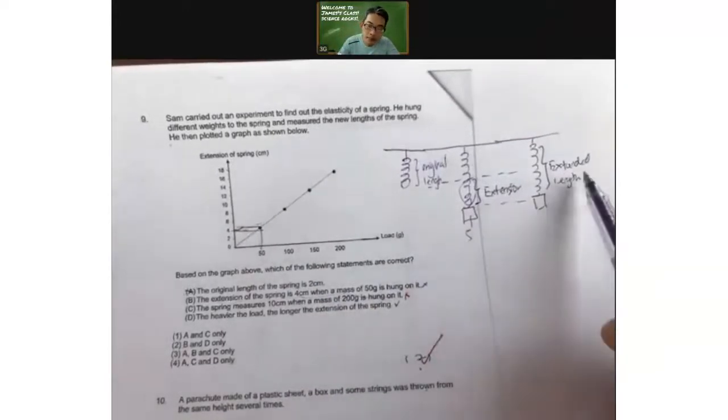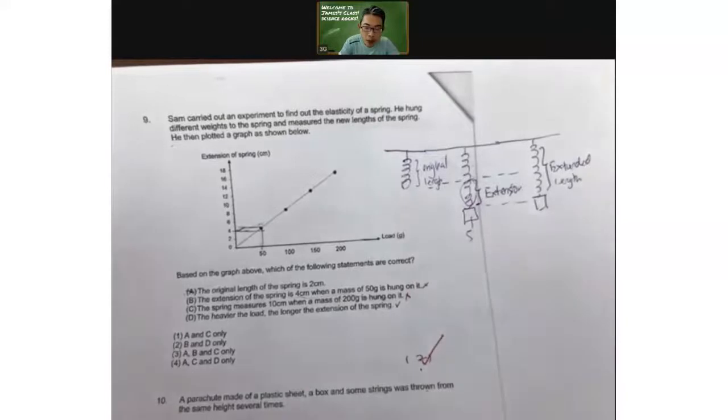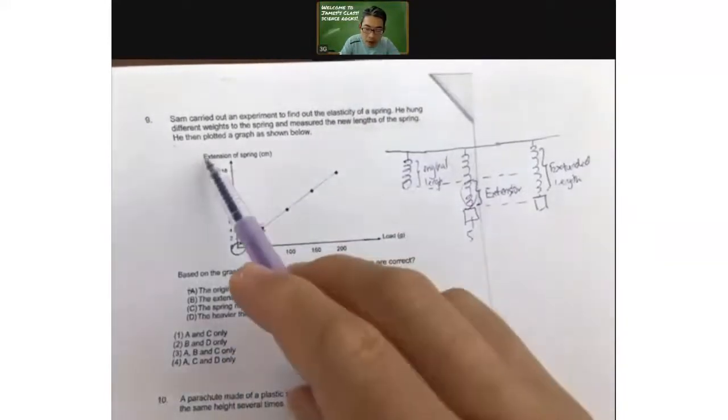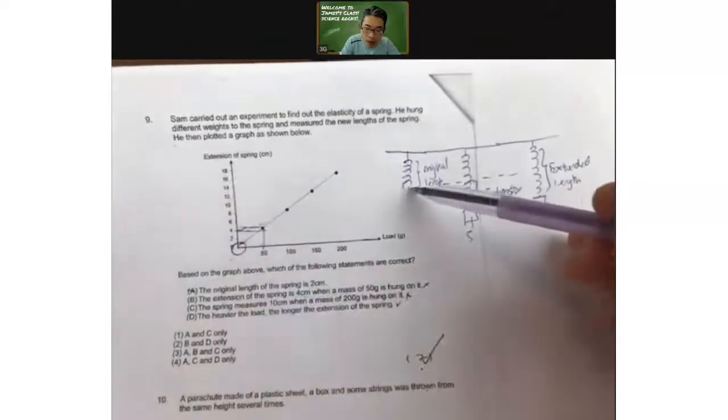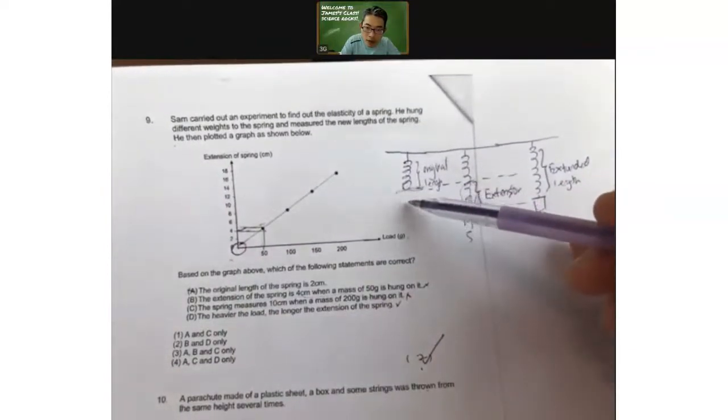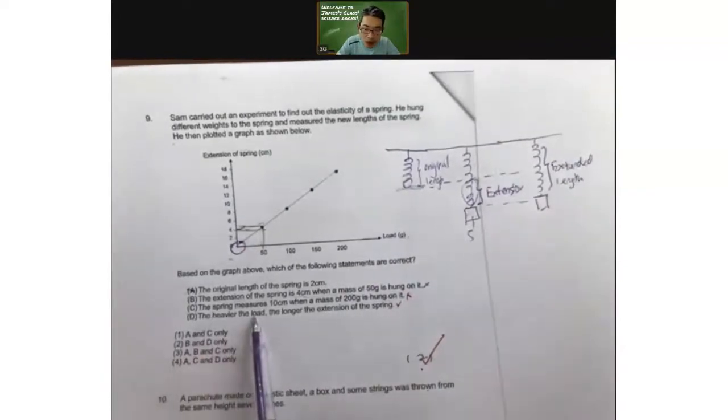Now, if let's say you're confused between extension and extended length, you can also use a graph to help you. When you put 0 grams, there's of course 0 extension. Of course the spring is not extended. Only when you put some mass here is there gravitational force on the mass that pulls the spring downwards. So when there's 0 load, there's 0 extension. The heavier the load, the longer the extension of the spring.